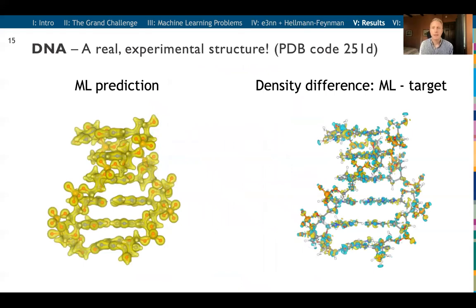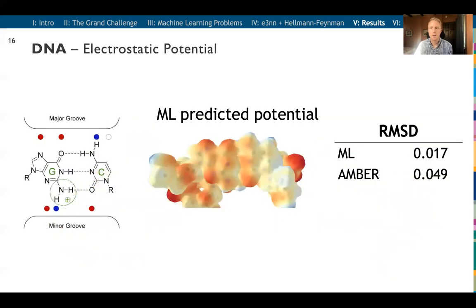And what's neat, and I'll leave you with this, is that you don't have to just use this for water. I'm not showing it in the Colab notebook, but we've been able to do similar calculations for DNA. So this is a machine learning prediction of the electron density of an experimental crystal structure of DNA. And you can see that the difference between the machine learned and the target is quite small, even for this very large structure.